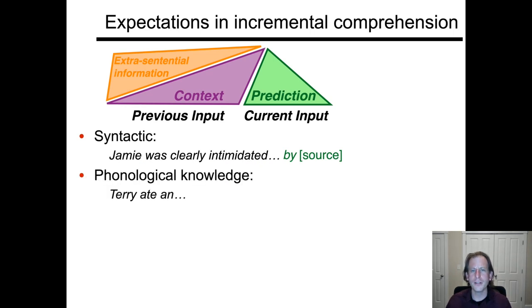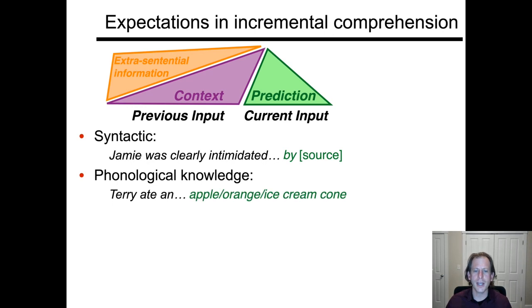Here's another example. Teriaden. And in this case, I have the semantic knowledge of what it means to eat, but I also have the phonological knowledge that "an" can only occur before certain kinds of words, and then of course I have the syntactic knowledge that "an" initiates a noun phrase.